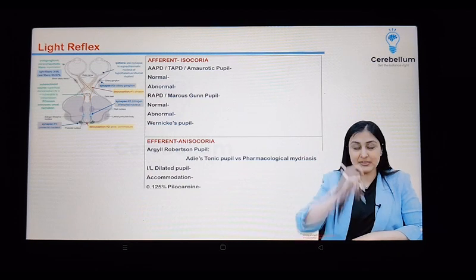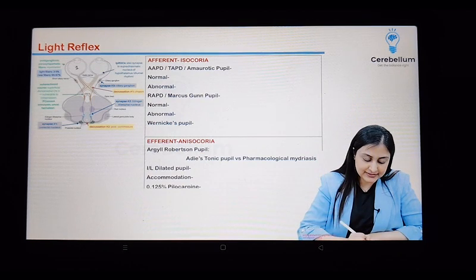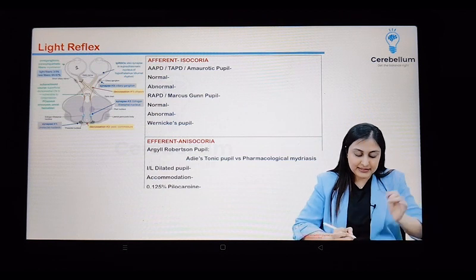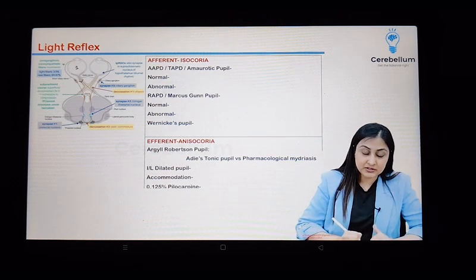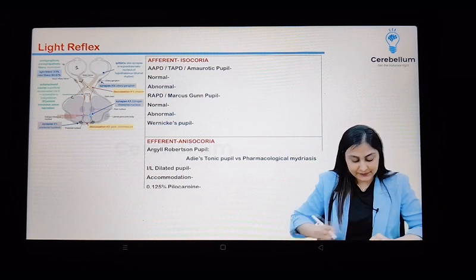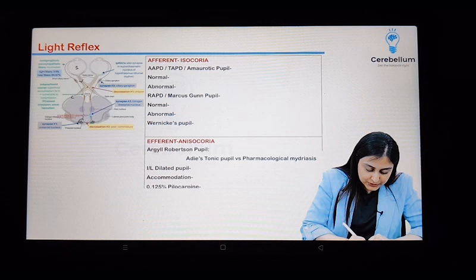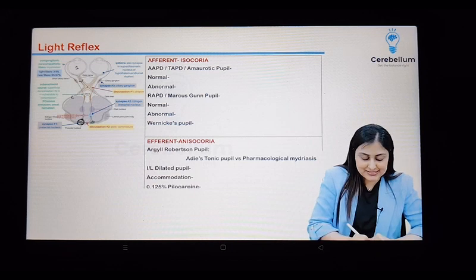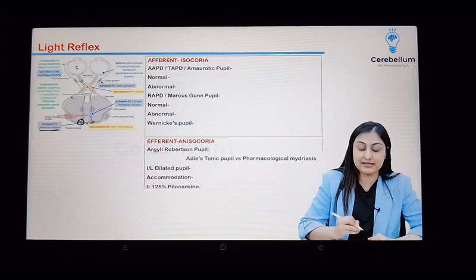So what happens is, anytime I shine a light on say one eye, this is the eye that I'm shining the light on, eye number 1, that impulse is going to be carried by the optic nerve. From the optic nerve, it goes to the optic chiasma, through that it goes into the optic tract. Now the optic tract is going to go to the pretectal nucleus. That's the first synapse of the light reflex. It goes to the pretectal nucleus.